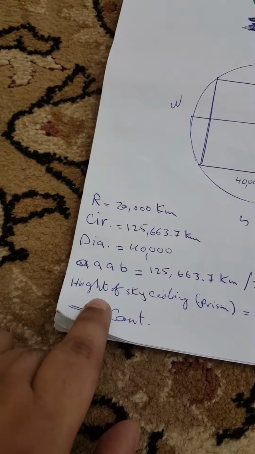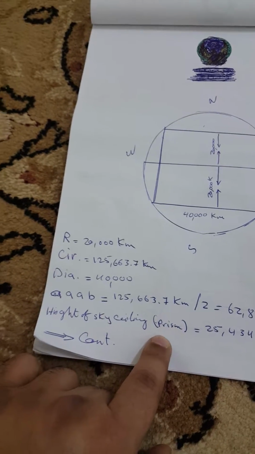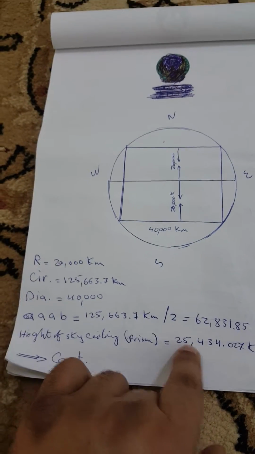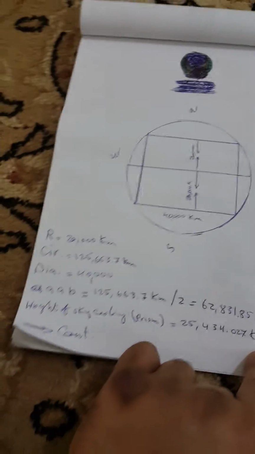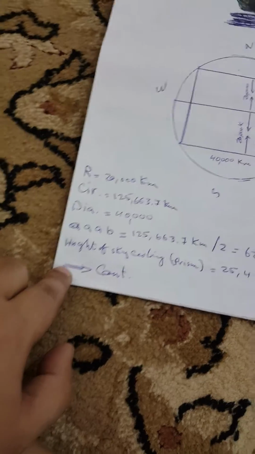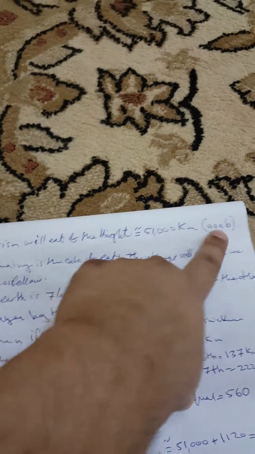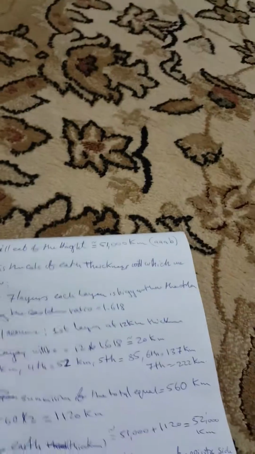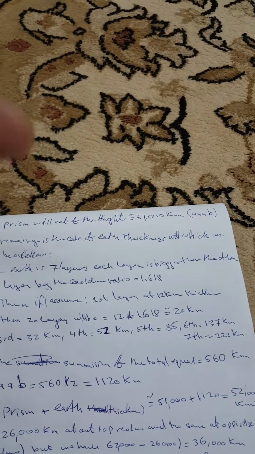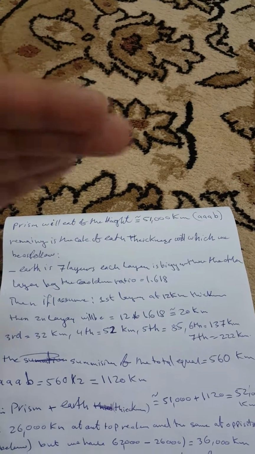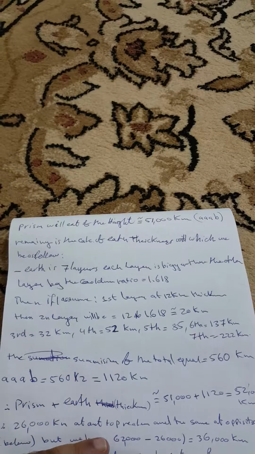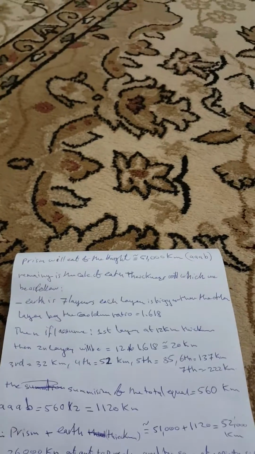Okay, the height of the sky ceiling is a prism, it's 25,434 kilometers. Here are the notes I put. The prism will eat of the height 51,000 kilometers. As above so below means the 25,343 will eat from the top and from below, from our side and the below side.